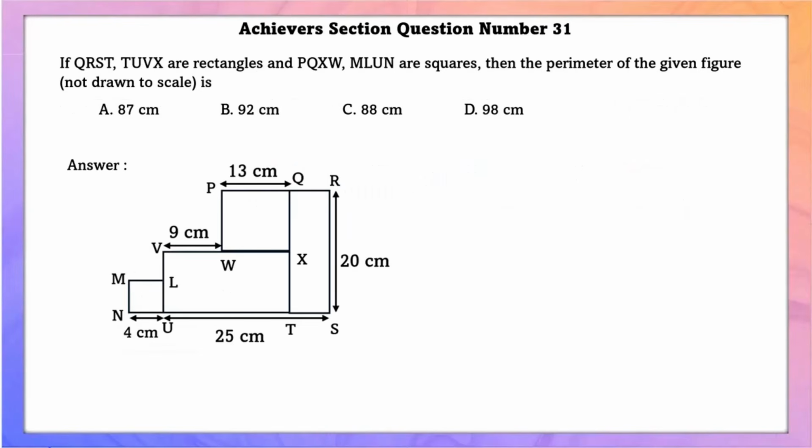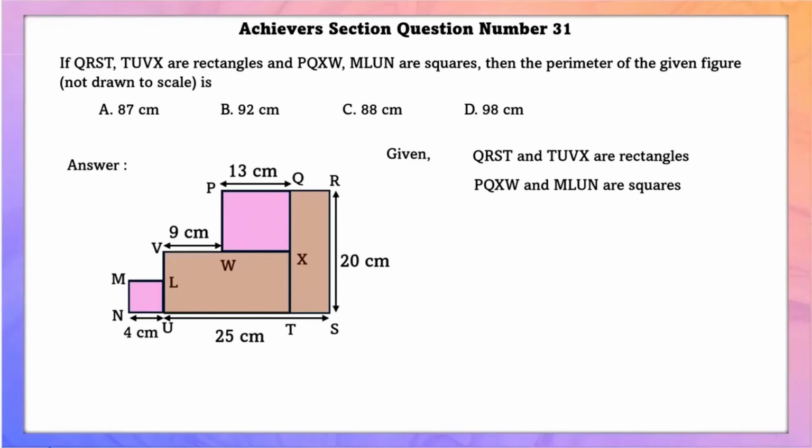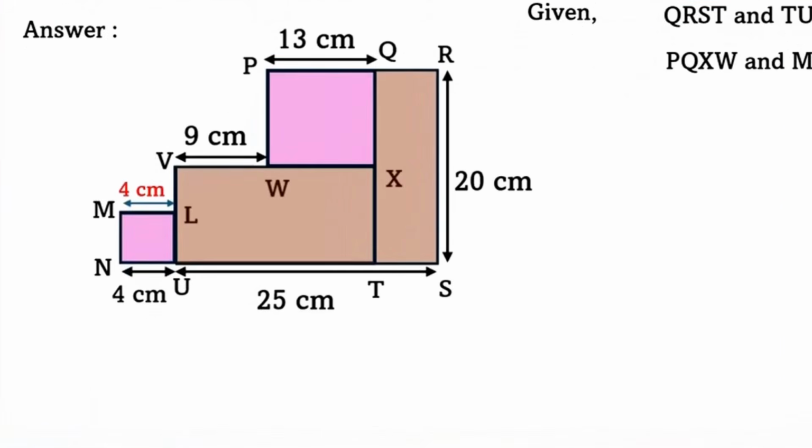Achiever section question number 31. If QRST, TUVX are rectangles and PQXW, MLUN are squares, then find the perimeter of the given figure. QRST and TUVX are rectangles. PQXW and MLUN are squares. First, let us find the values of missing sides of the square, since all the sides of a square are equal.